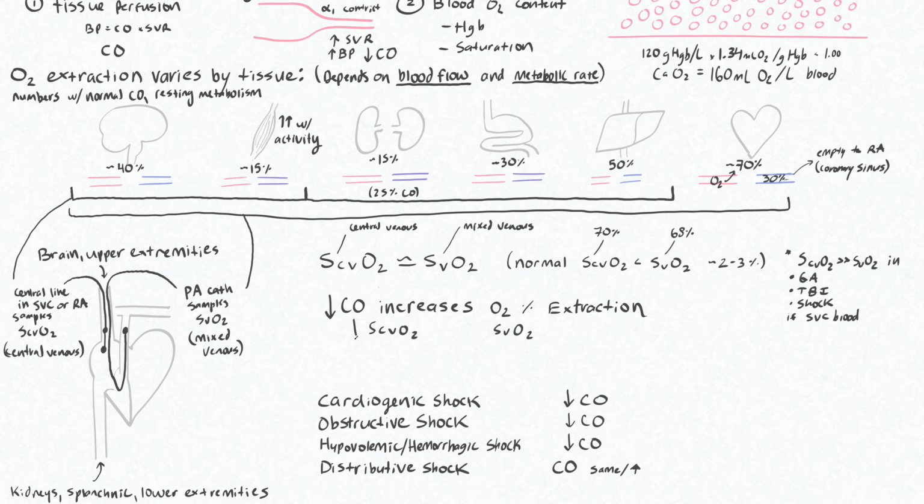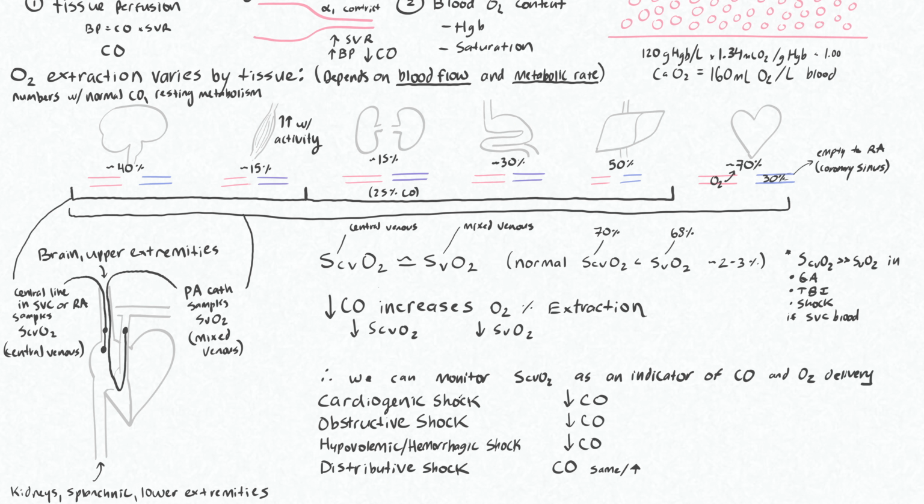So if we have a lower cardiac output, we'll have a lower central venous and lower mixed sat. Therefore, we can monitor our venous sats as an indicator of cardiac output, and importantly, oxygen delivery.